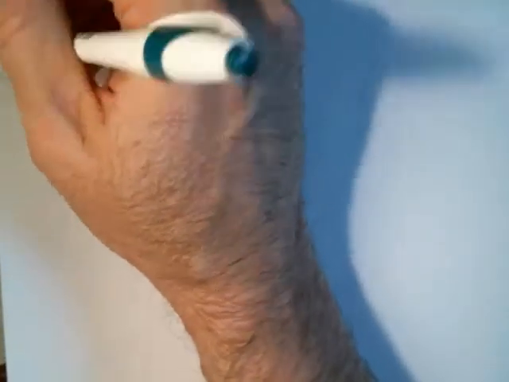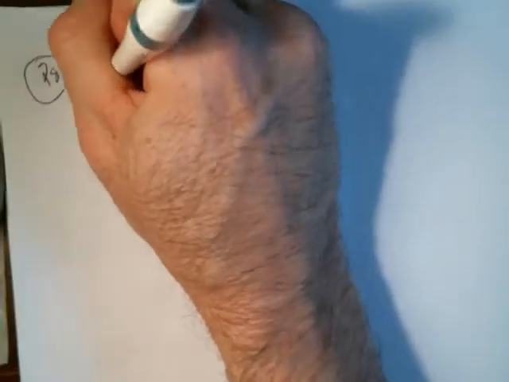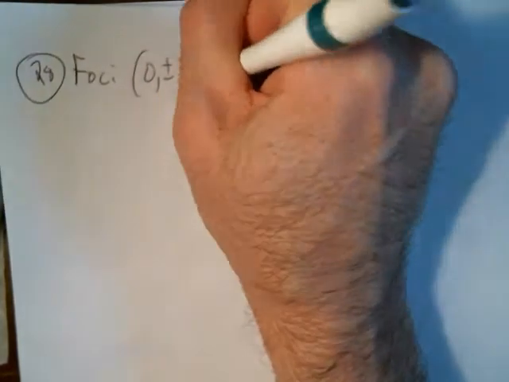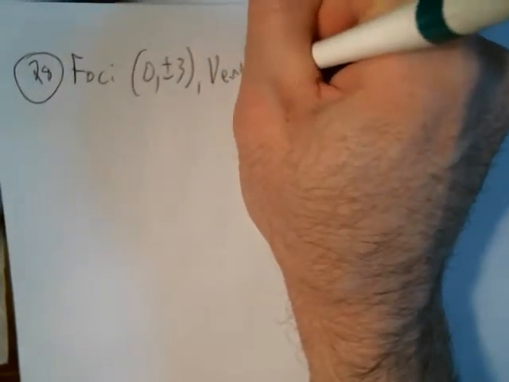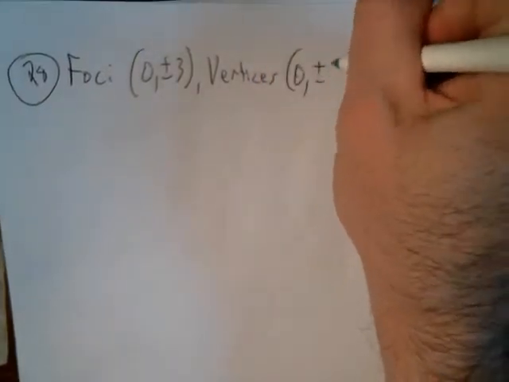The next one is kind of like a puzzle question. They give you some information. You have to create the equation based off the information. So let's take a look. So here's 28, and they're giving us the foci. All right, 0, plus minus 3. And then they give us the vertices are at 0, plus minus 4.